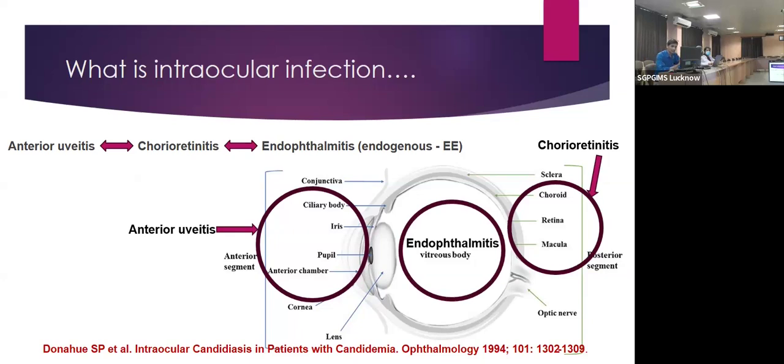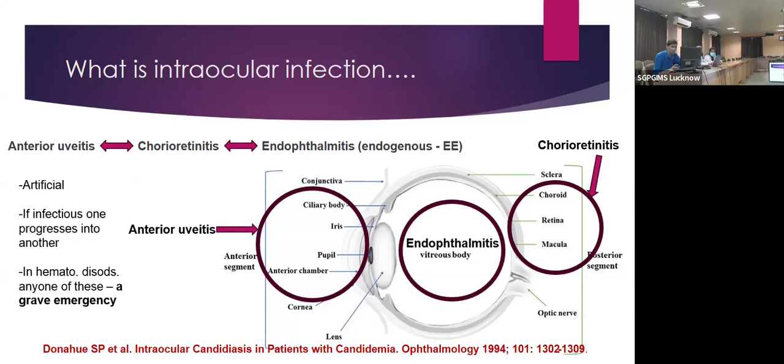But anyway, the eye is such a closed compartment that anterior uveitis, chorioretinitis, or endophthalmitis, including endogenous endophthalmitis, usually progress into each other if any one of these is involved. So this division is largely artificial in most cases. If anterior uveitis is infective, no doubt it will progress to chorioretinitis and endophthalmitis.